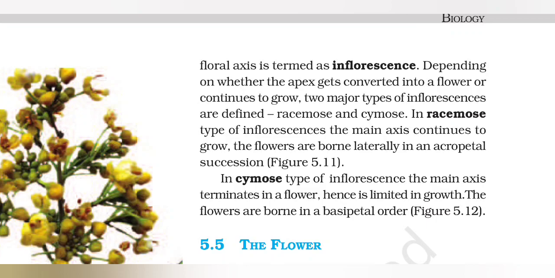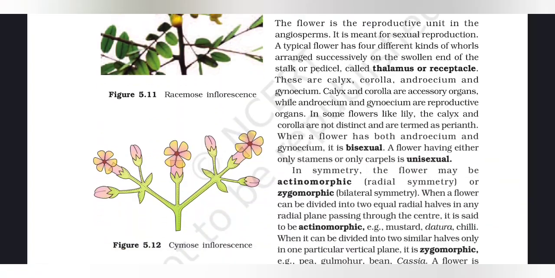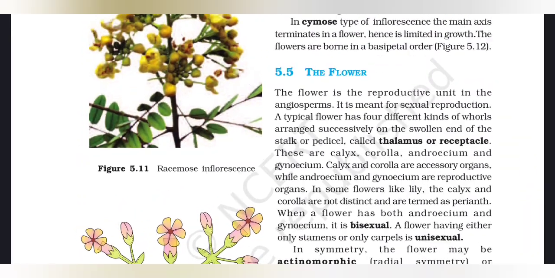Depending on whether the apex gets converted into a flower or continues to grow, two major types of inflorescences are defined, racemose and cymose. In racemose type of inflorescences, the main axis continues to grow. The flowers are borne laterally in an acropetal succession. In cymose type of inflorescence, the main axis terminates in a flower, hence it is limited in growth. The flowers are borne in a basipetal manner. This is the structure. Racemose inflorescence. Second is cymose inflorescence.